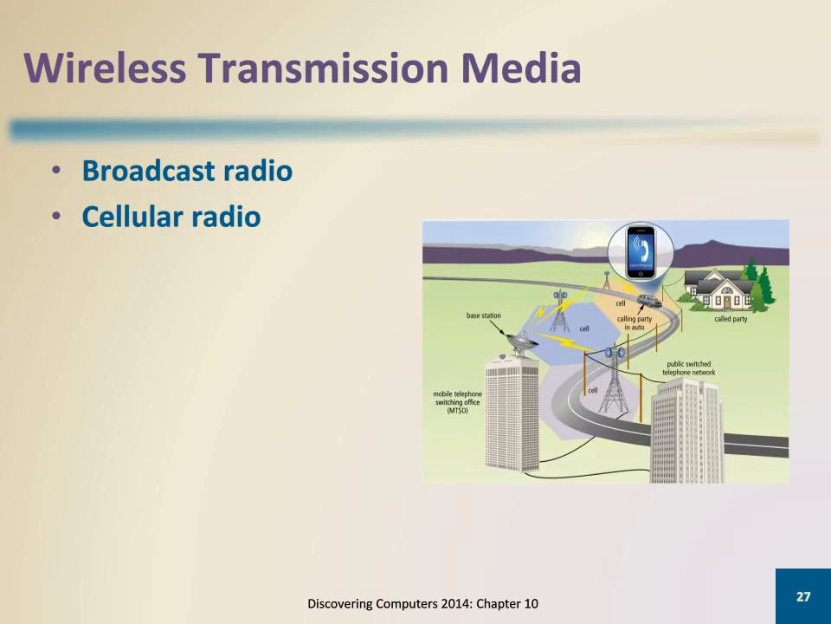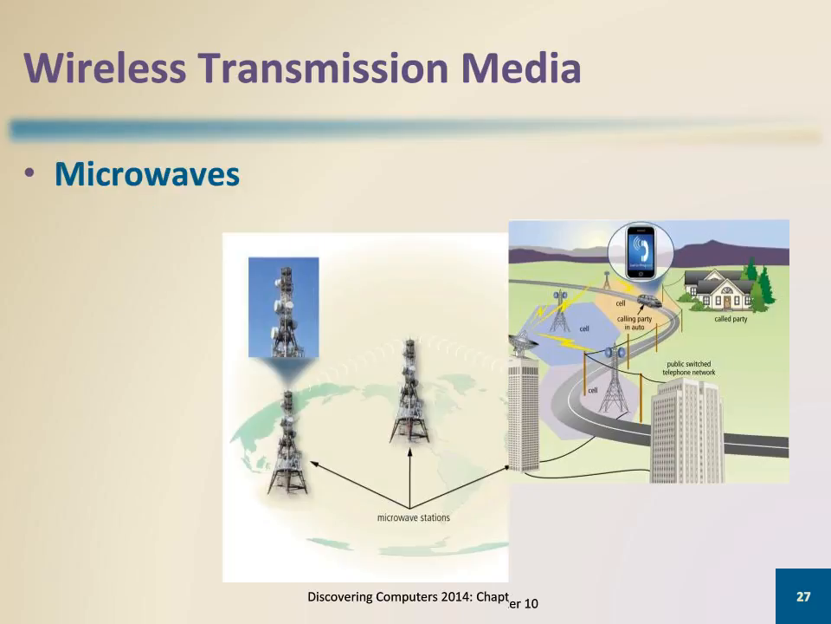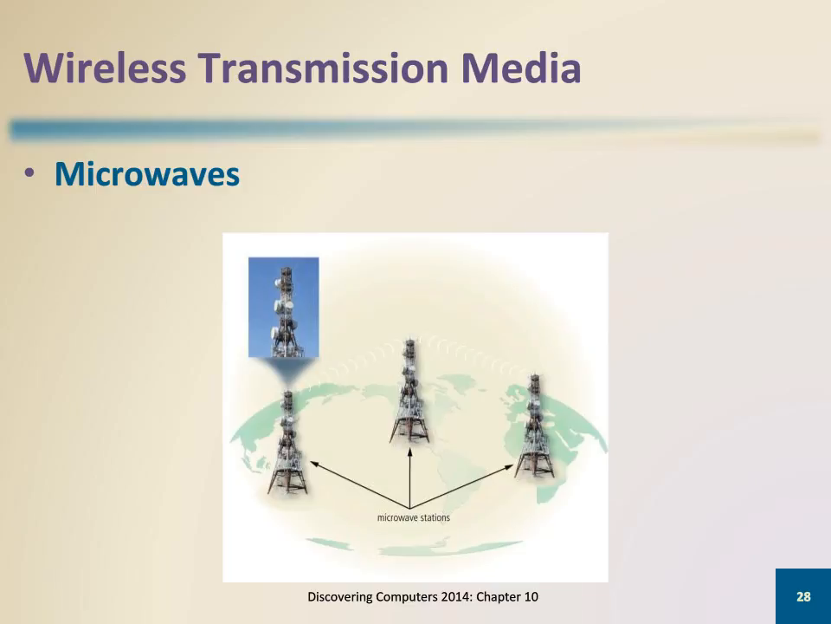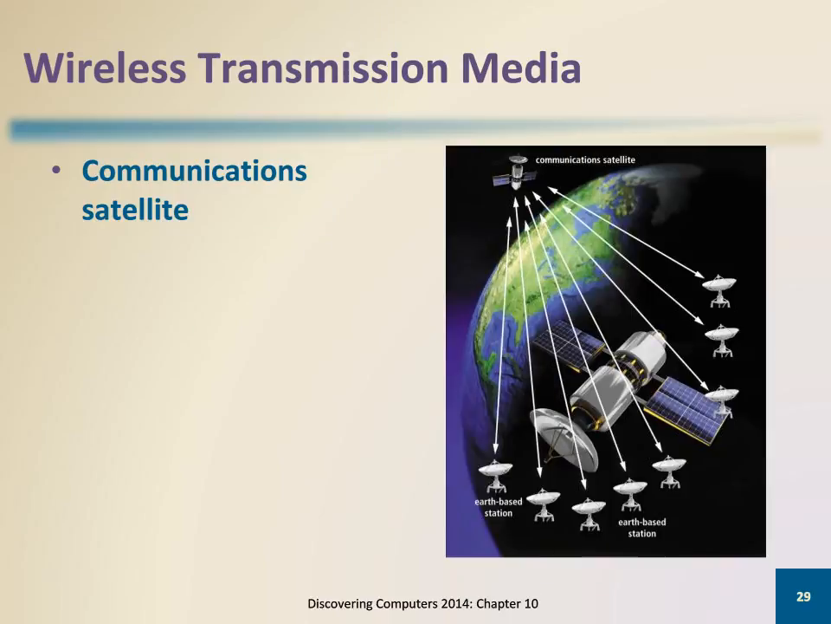Broadcast radio is a wireless transmission medium that distributes radio signals through the air over long distances. Cellular radio is a form of broadcast radio that is used widely for mobile communications. Microwaves are radio waves that provide a high-speed signal transmission. A communications satellite is a space station that receives microwave signals from an Earth-based station, amplifies them, and broadcasts the signal over a wide area.